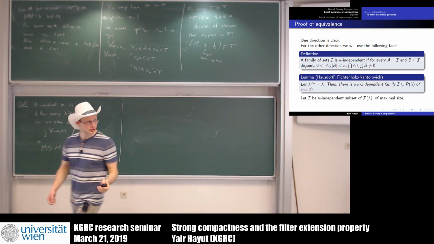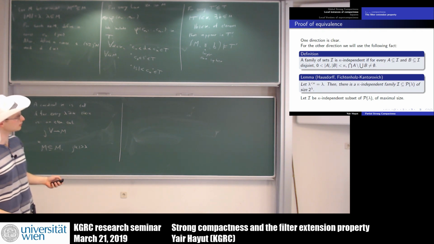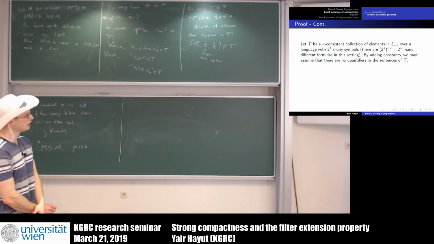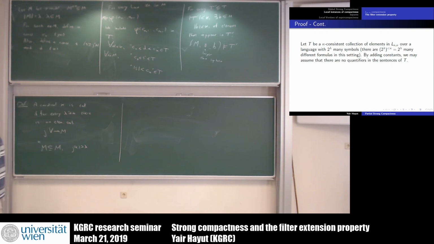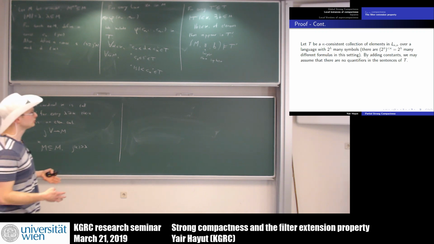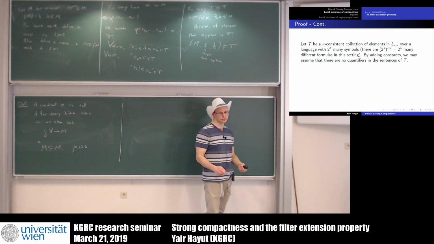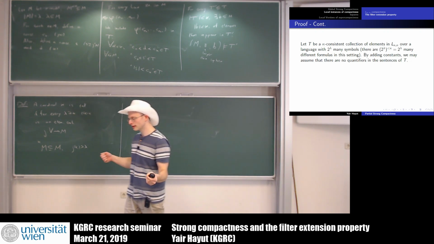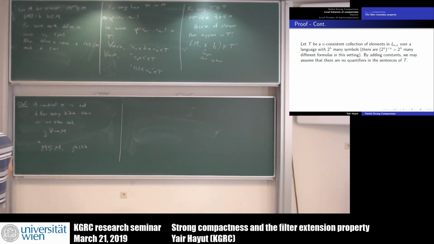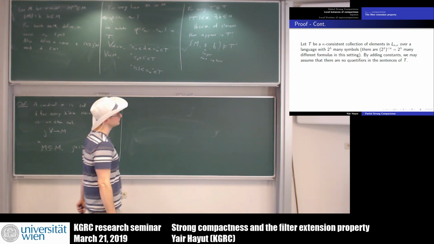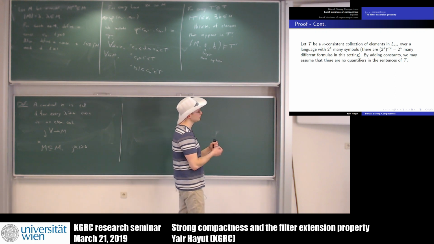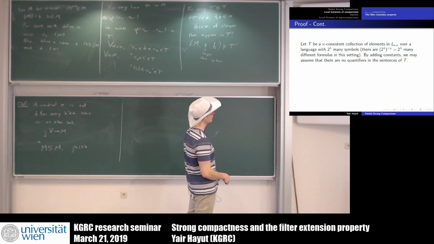So fix such a kappa-independent subset of P(lambda). Now, on the other hand, we have some theory T in L_{kappa kappa} with 2 to the lambda many symbols, 2 to the lambda many constants. So basically, we have 2 to the lambda many possible sentences in this theory. And we want to get, basically, we want to extend it to a maximal consistent theory.